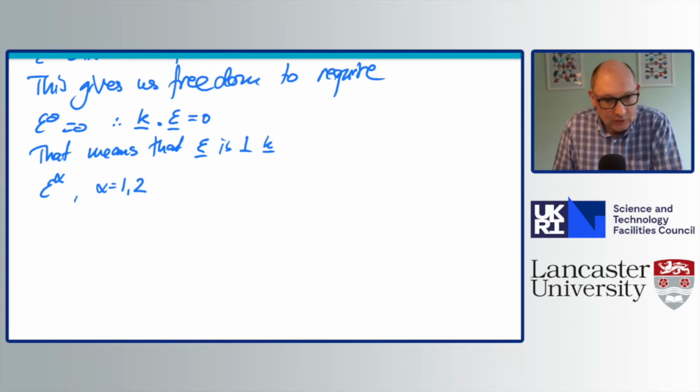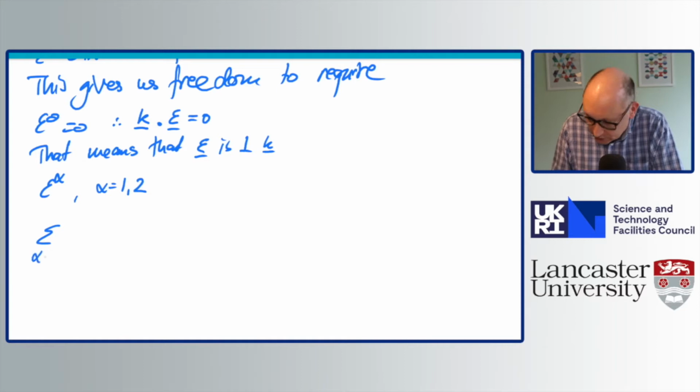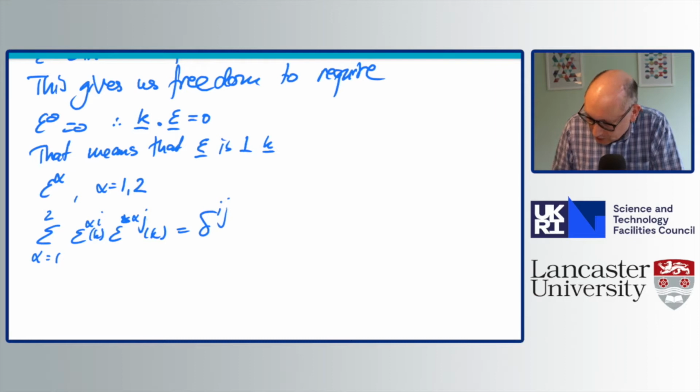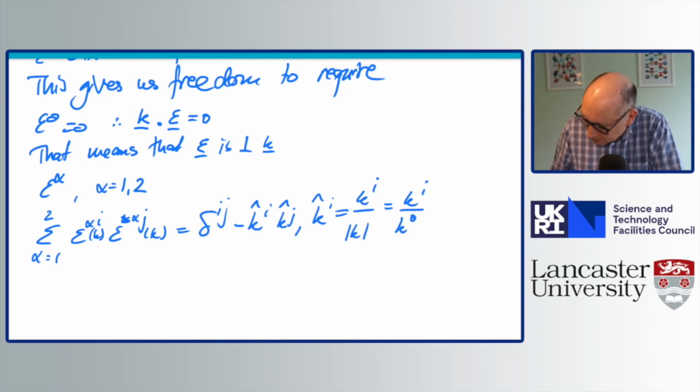With that condition, there's a useful relation saying that, for example, the sum over the two polarization vectors of epsilon_alpha^i and epsilon_alpha^j star, the same polarization, will be equal to delta_ij, only when they're the same xyz component, minus k_i k_j, normalized, meaning k_i divided by the length of k, which is the ith component, and the length is of course equal to the energy.